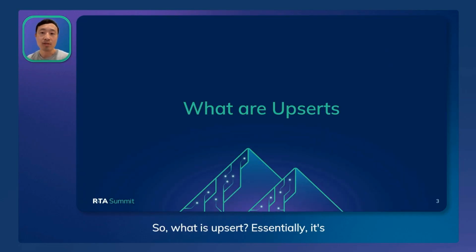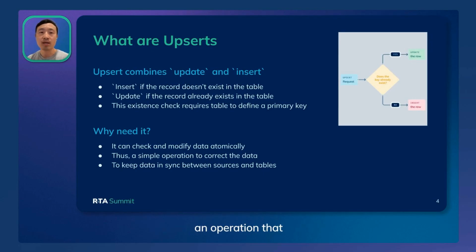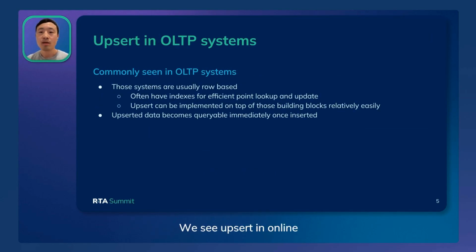So what is Upsert? Essentially, it's an operation that combines insert and update. If the record isn't in the table, we insert it. If the record already exists, we just update the existing one. So the table needs to have a primary key so we can check if a record exists or not. But why do we need Upsert anyway? It's usually an atomic operation, which can check and update the data atomically. So we don't need to worry about concurrent updates when we use Upsert to correct the data. It simplifies a lot when we want to keep data in sync between the source and the tables.